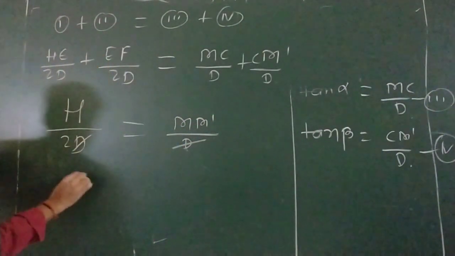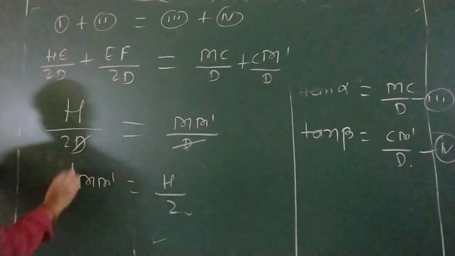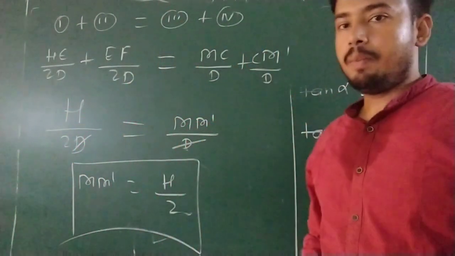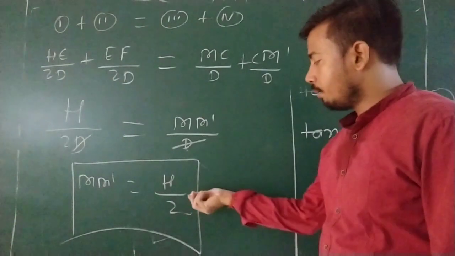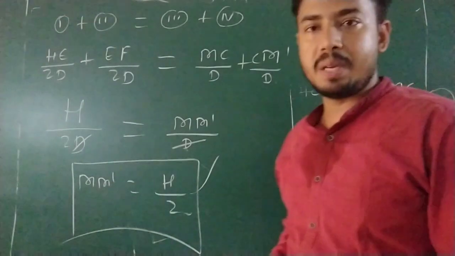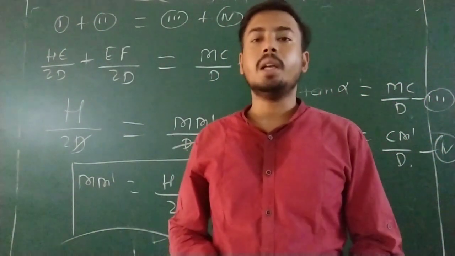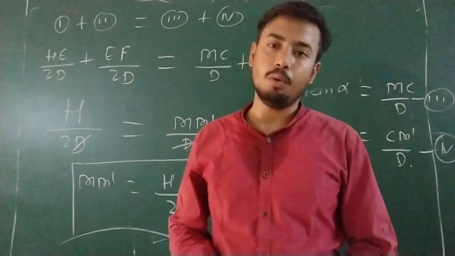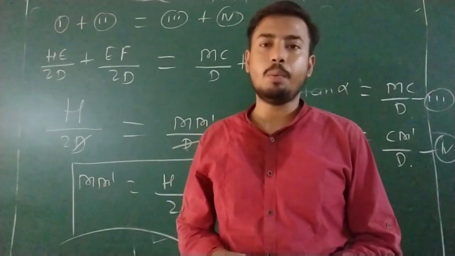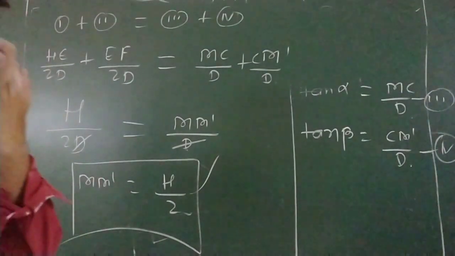D and D get cancelled. So MM dash is equal to what? H by 2. It means to see the complete image, mirror height must be H by 2. Suppose that my height is 6 feet. If I want to see my complete image, then the height of the mirror must be 3 feet. More than it is good, but at least this is the point. So this is our second example.